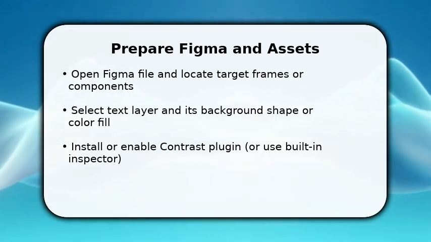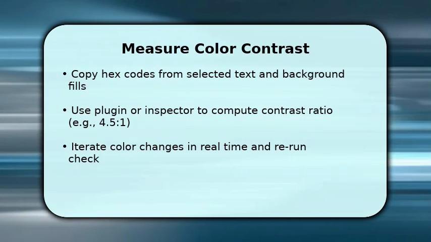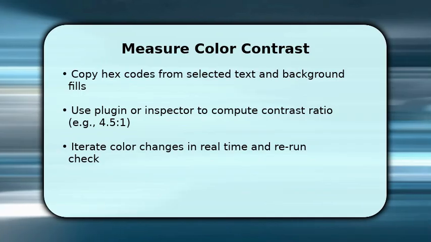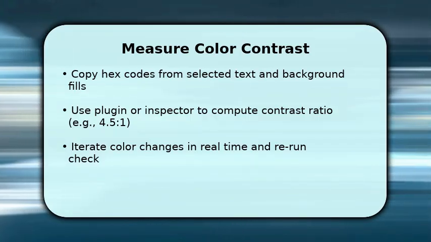Now you measure contrast. Copy the hex codes for foreground and background into the contrast tool or plugin. The tool calculates a ratio like 4.5 to 1 and indicates pass or fail for normal text and large text. This tells you why a color pairing works or not. If it fails, tweak the foreground or background directly in Figma and recheck immediately, so you can see how small changes affect accessibility. This loop gets you to compliant color quickly.